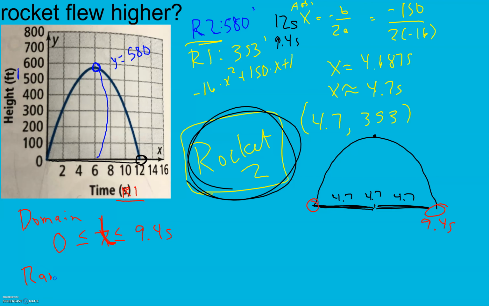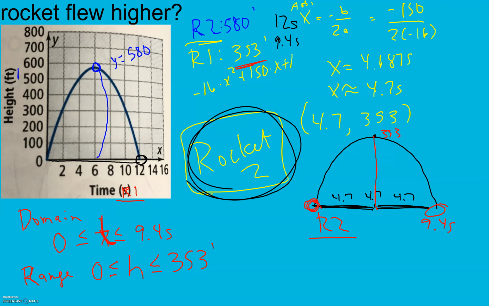Our range is our y's. Our smallest height was 0. And our biggest height, we said, was about 353 feet, or 352.5 something. Okay, so our height is our y's, and our height ranged from 0 all the way up to 353, and back down to 0. Same idea here for rocket 2 from our graph.